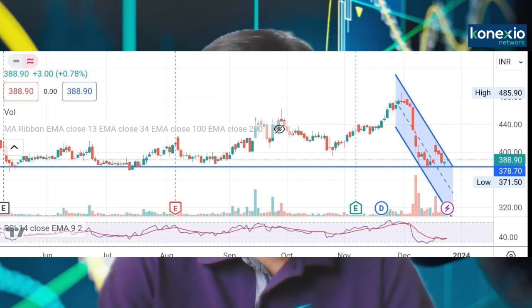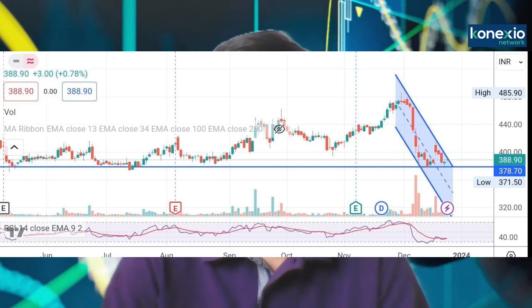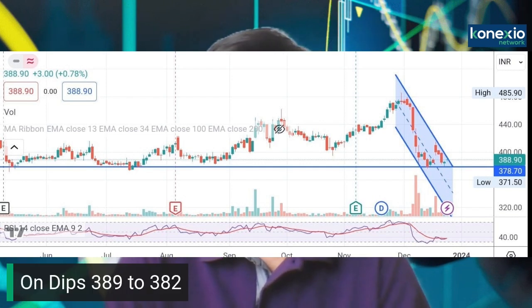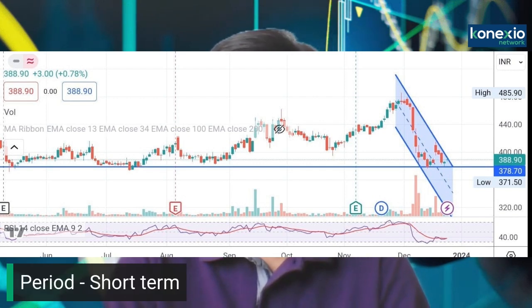And if we see a breakout from this particular channel, then the stock has potential to see a counter rally or a bounce back rally towards the level of 434. So the high risk investors, positional traders, swing traders can buy this stock at current levels, which is 388, and on dips to maybe 382 for an upside target of 434 for short to medium term. Short to medium term means maybe the next 2 to 3 months.